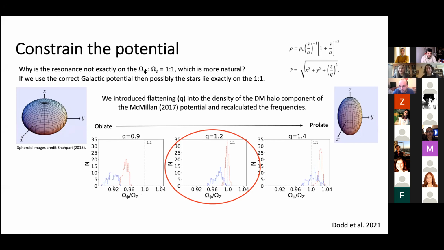I don't know if you missed anything, but I was just saying how we vary the shape of the dark matter halo in the Milky Way potential and recalculate these frequencies. As we go from an oblate shape for our dark matter halo to a prolate shape, these frequencies change, and at one point we actually find that they lie on this one-to-one resonance, which suggests that this shape for the dark matter halo could be the true shape.